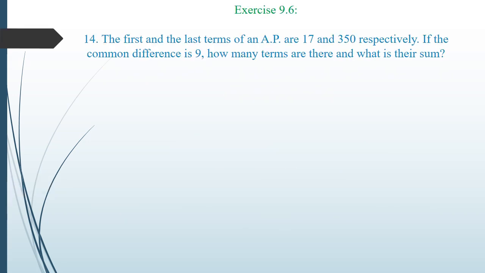The first question of today's session is going to be question number 14, which says the first and last term of an AP are 17 and 350 respectively. If the common difference is 9, how many terms are there and what are their sum? Let us look into the solution.